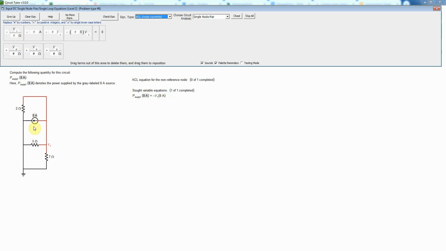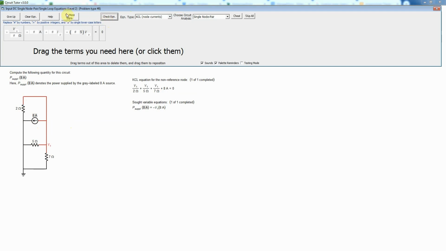So I need 3 terms for each of the 3 resistors and a current source term. I don't need these dependent source terms, and those are equal to 0. And so I'm going to have V1 over 2 and V1 over 5 ohms and V1 over 7 ohms. That represents the current leaving V1 through each of those, the 2 ohm resistor, through the 5 ohm resistor, through the 7 ohm resistor. And then finally the current leaving through the 8 amp source is just 8 amps in this case because the current is in fact leaving node 1, so that will be a plus sign. Check that, and that's good.